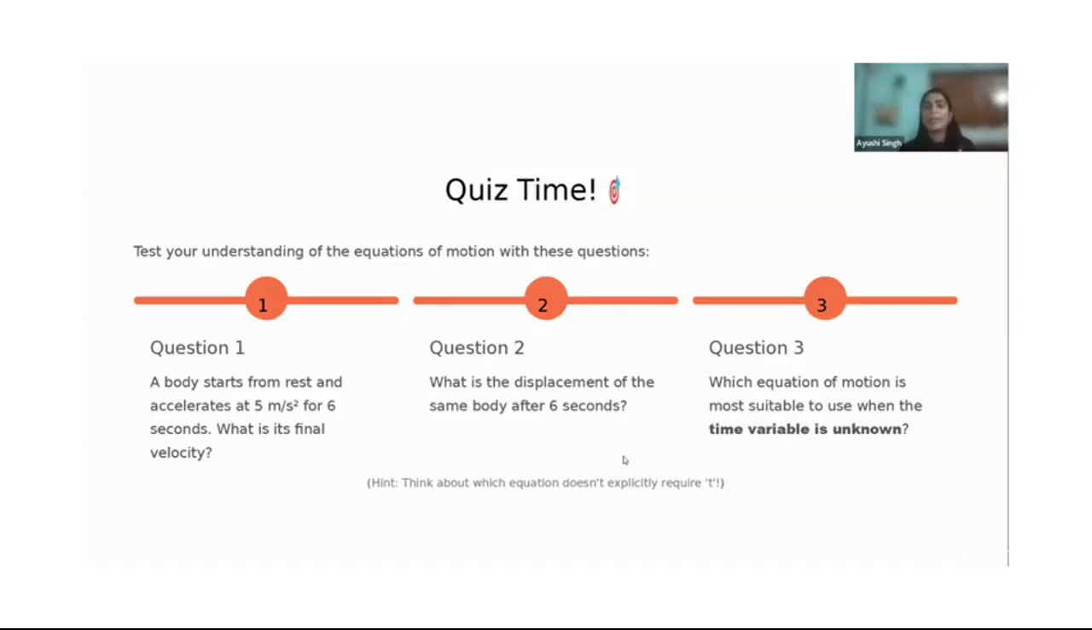Question 1: a body starts from rest and accelerates at 5 meters per second squared for 6 seconds. What would be its final velocity? That you have to figure out. The second question: what is the displacement of the same body for 6 seconds? Take the same body from the previous question. Third: which equation of motion is most suitable to use when the time variable is unknown? You can go with the third one. Now you have to think what the third one was, or maybe you can go back in the video and try to figure it out.